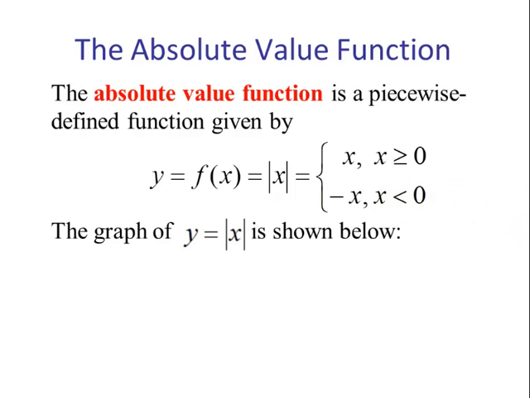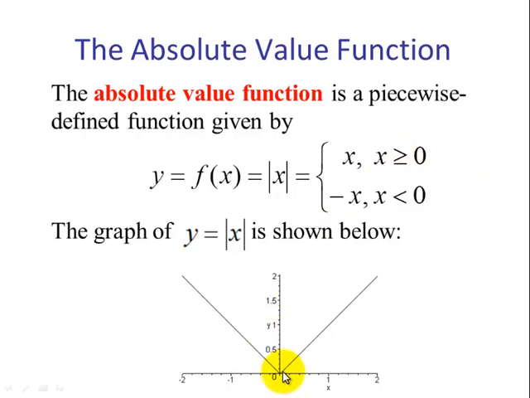The graph of an absolute value function looks like this. So when x is 0 or a positive number, we use this graph, which is x, with a slope of 1 and y-intercept of 0, and when our domain is less than 0 or negative numbers, we use negative x, which has a slope of negative 1 and a y-intercept of 0.